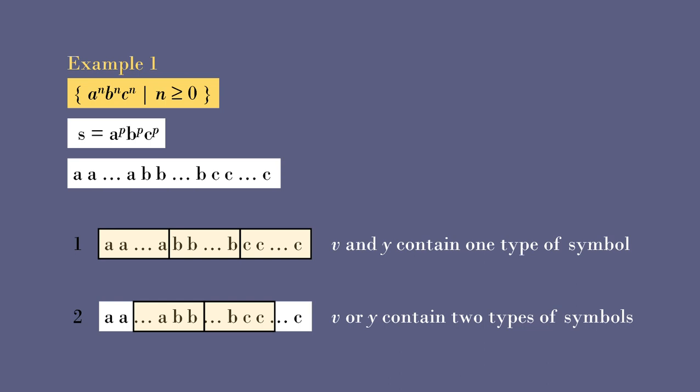Both cases result in a contradiction, and since one of these cases must occur, we have successfully shown that pumping our chosen string twice results in it not being in the language for all valid divisions of u, v, x, y, and z.